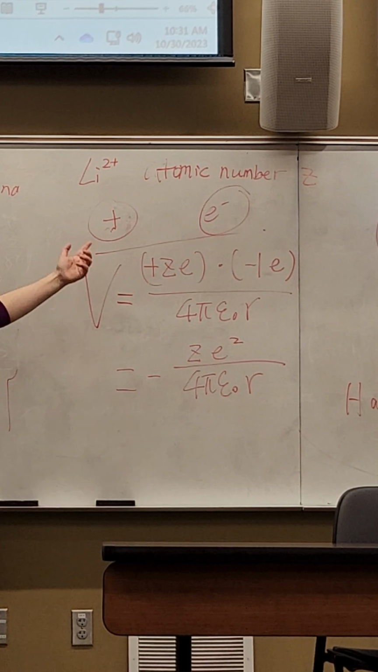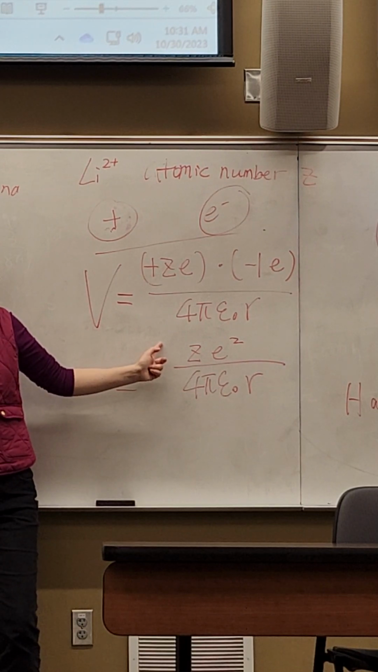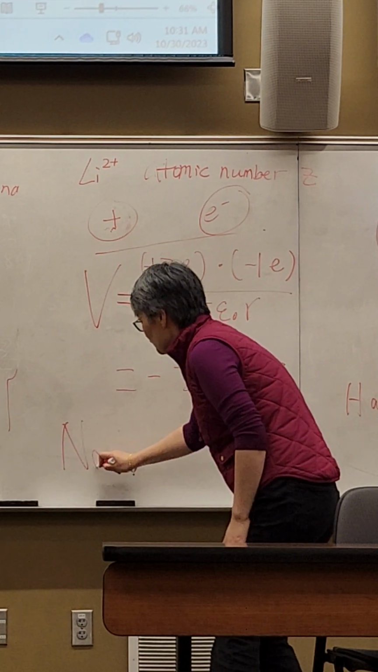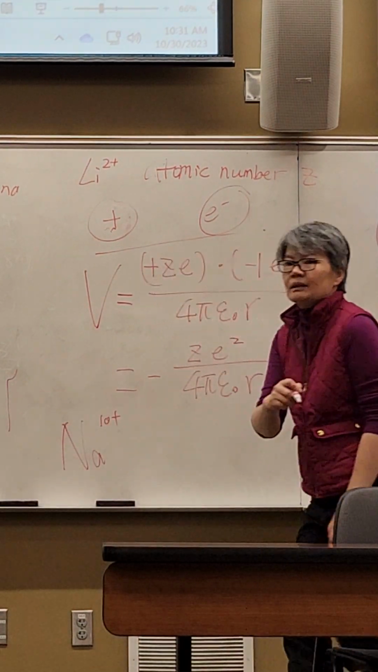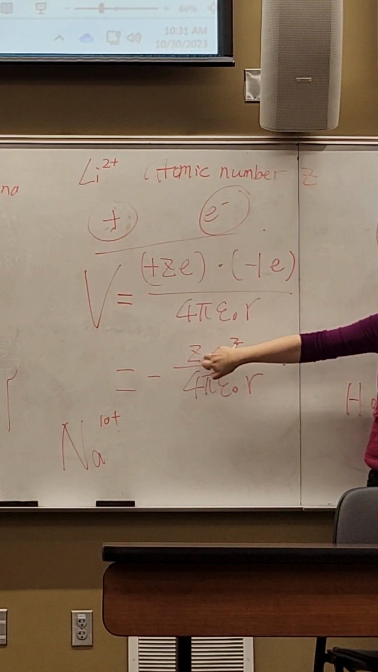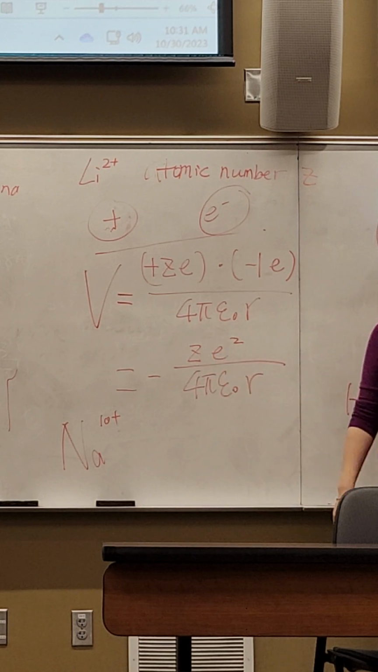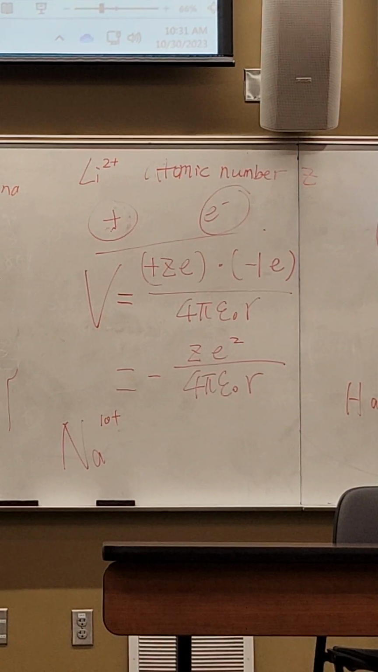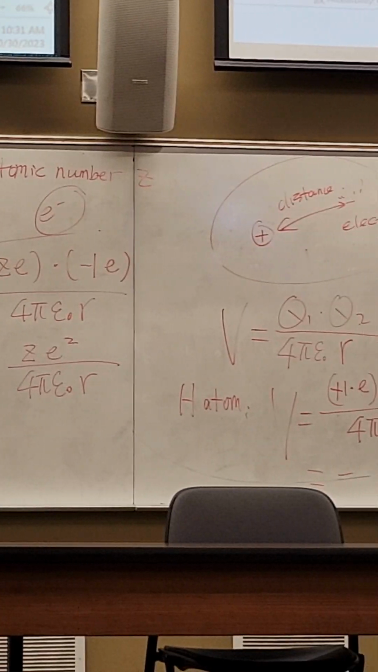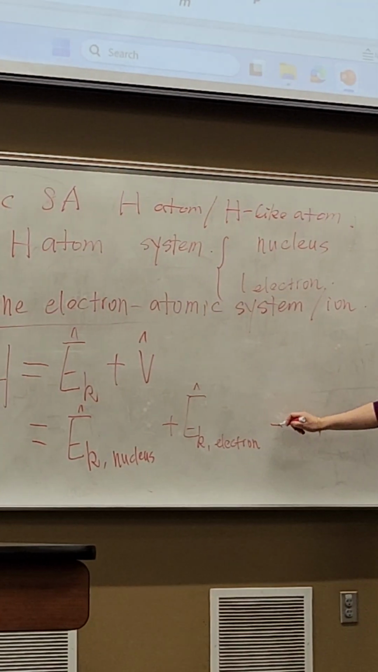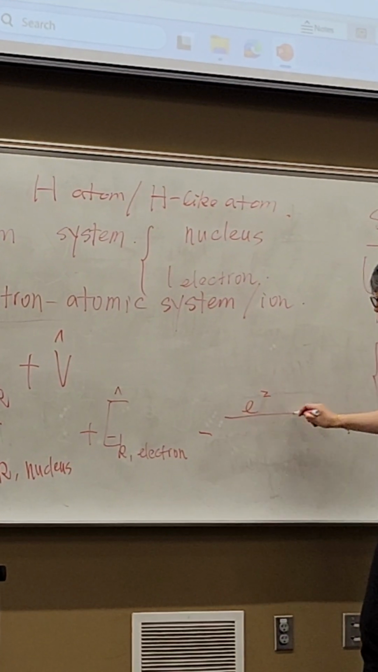Now the lithium is 3, so this will become 3E squared. But what if I have, just like I said, sodium 10 plus? Then the only thing different, this Z would be 11. Okay, now for the hydrogen, the atomic number is 1. So therefore, that's what we have here, a negative E squared instead of anything else. You guys follow me, okay? All right. So therefore, we can put it here, E squared.